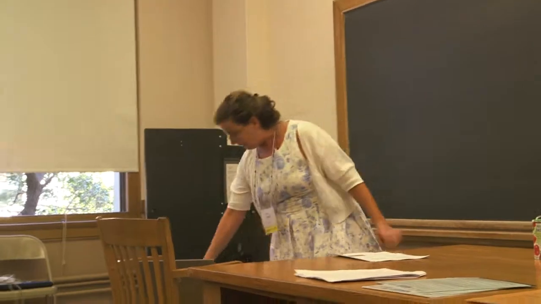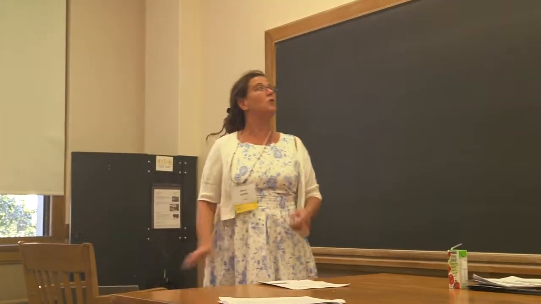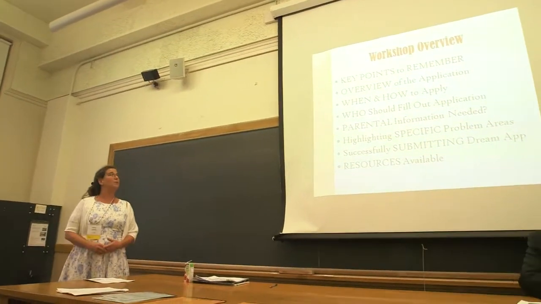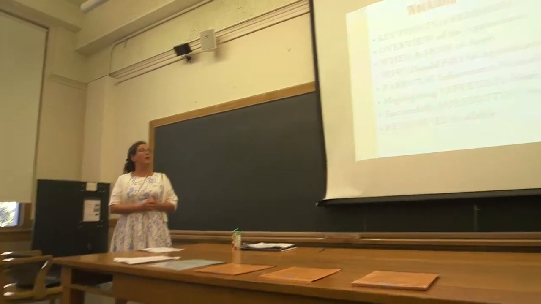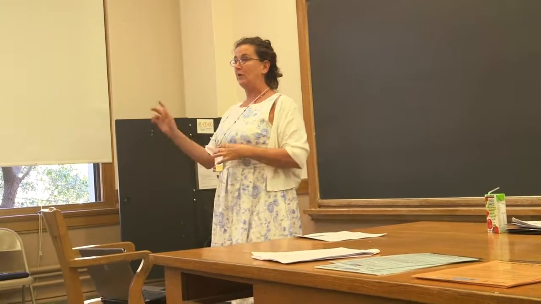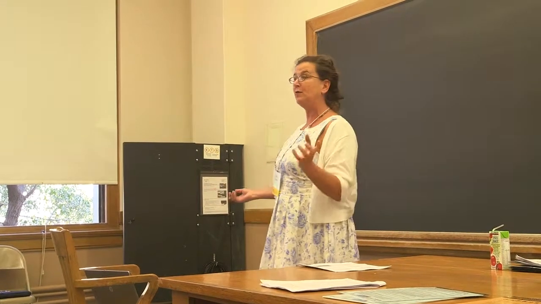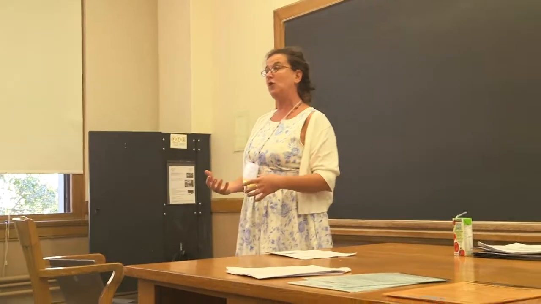Just in terms of what we're going to go over, I have a couple of key points I want to make sure that you remember, and then a quick overview of the application: when and how to apply, who should be filling out the application, and more importantly, who should not, and whether they need parental information. What are some of the specific problems we saw in the second year of the implementation? And then how can you make sure that you successfully submit your Dream application, and all the amazing resources that are right at the tip of your fingers, to call to get information for yourself and for your students.